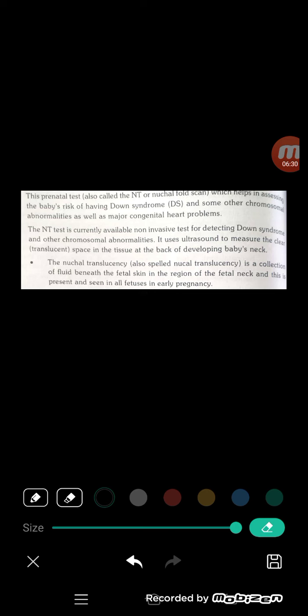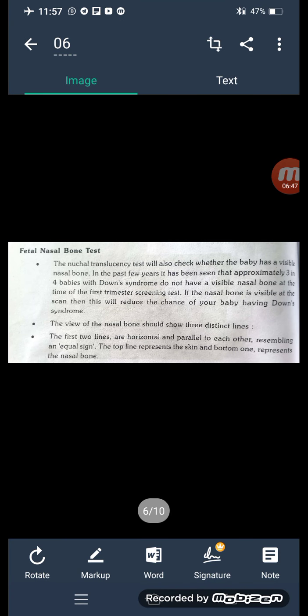So it leads to identifying this particular fetal nuchal translucency. From that, they collect some tissue samples and identify which type of abnormalities is present in the baby. That one is identified, and the next one is the fetal nasal bone test.